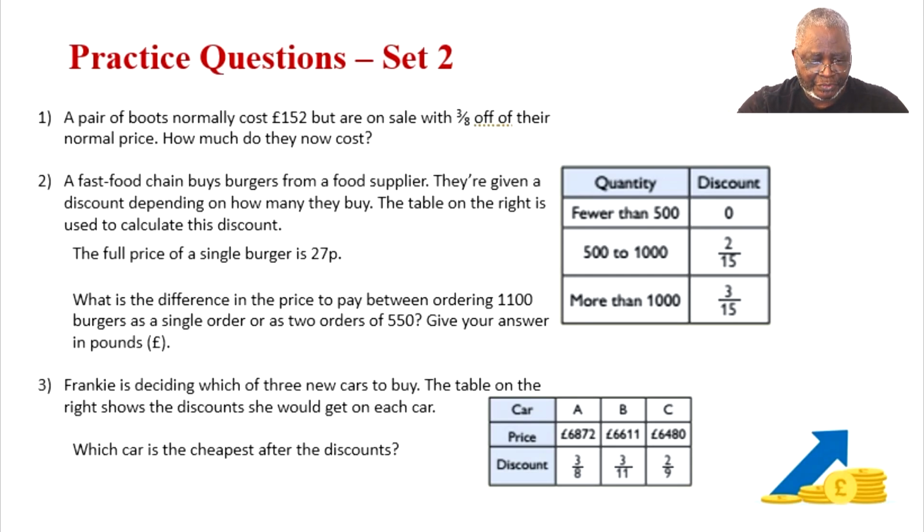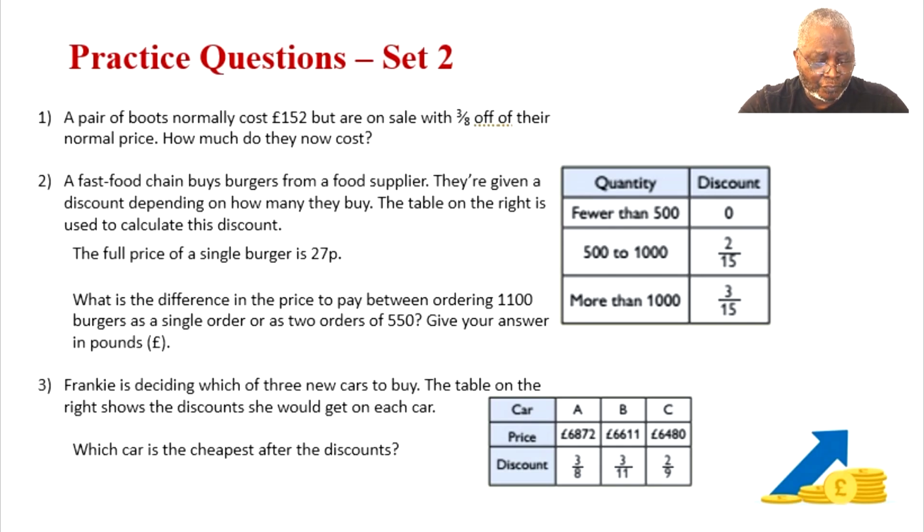What is the difference in the price to pay between ordering 1,100 burgers as a single order or as 2 orders of 550 each? Give your answer in pounds. So you see, in business you have to be on the ball. If you're not smart, it can cost you more to run your business. So when you're given conditions like that, first of all, find answers to the different conditions or the different offers and then select the best.